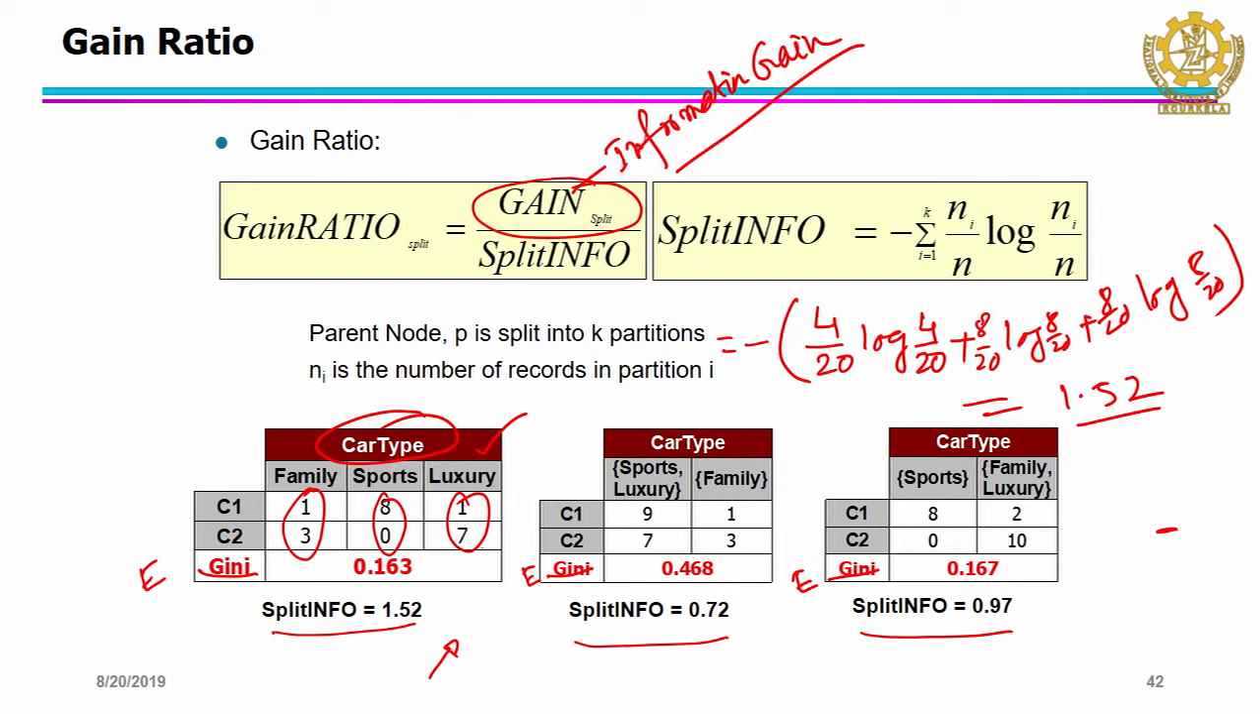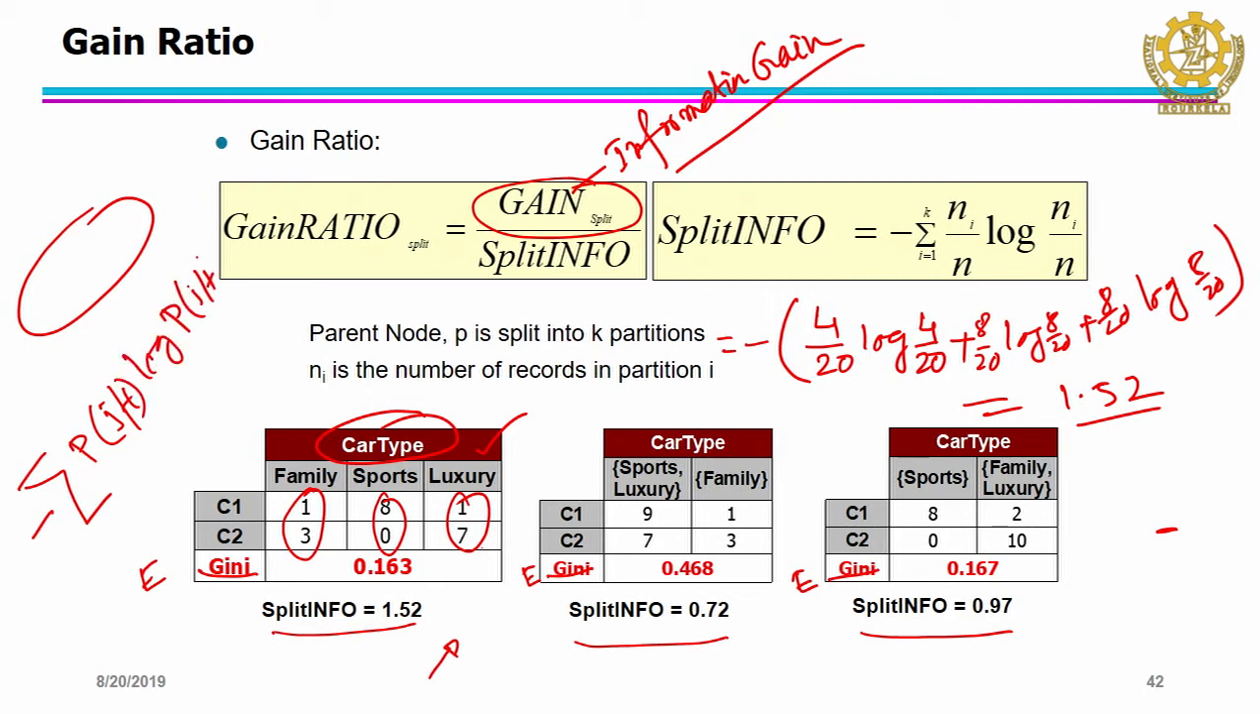Now, what is the gain? Gain you have to compute at this. You had 20. So, gain, how do you compute the entropy? You had 3 classes. So, then summation over probability of j t into log of p j t, right. So, what is this p j t?